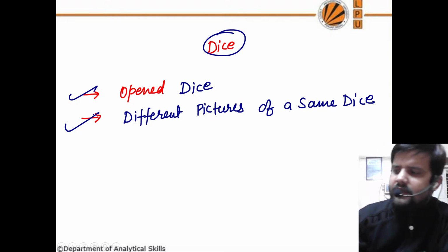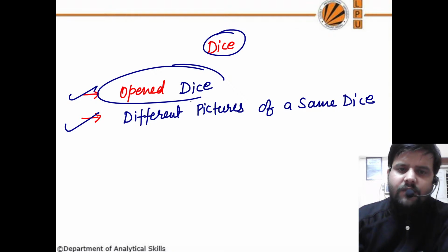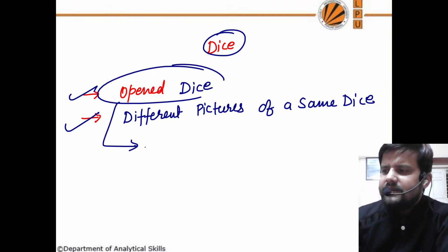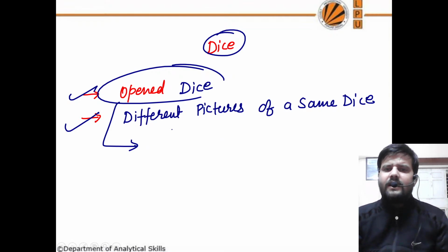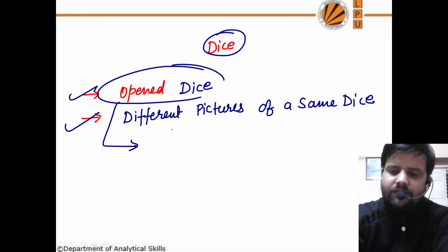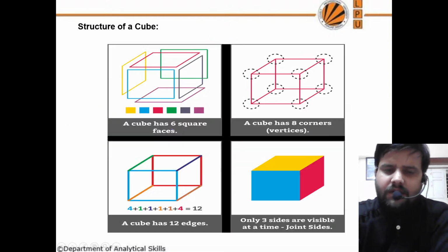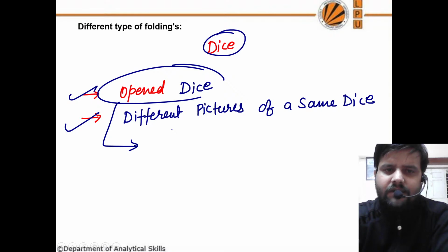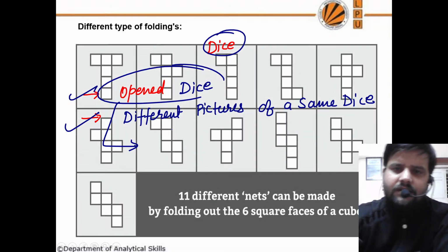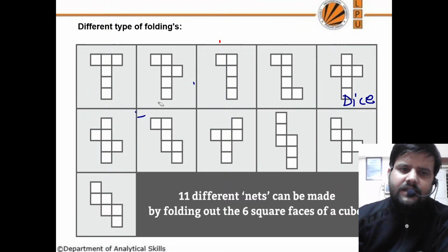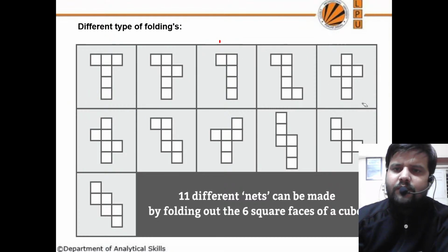So let's start with the open dice first. What is open dice? Open dice means it is not yet folded. All the 6 faces are in front of you. Getting my point? So let's see some examples of open dice. See here. These are the pictures of open dice.